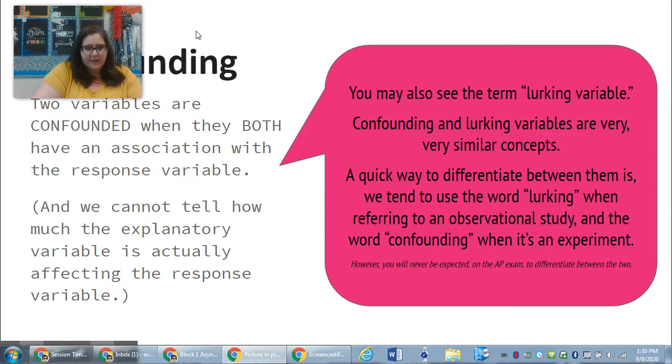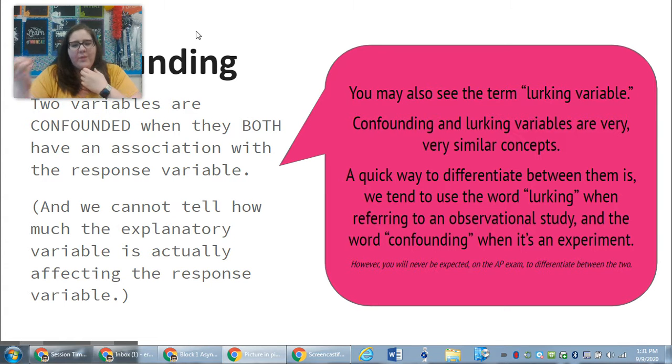I talked about lurking variables when we did the lesson in class, but a lurking variable is a similar concept to confounding variables. They both mean there's something else happening. There's some other variable that is connected to my explanatory variable maybe, but it's also having an effect on our response variable. And we can't really tell how much of an effect it's having, and we can't tell whether the difference we're seeing in our treatments is because of the treatments or because of this other confounding variable. So a quick way to differentiate between confounding and lurking.